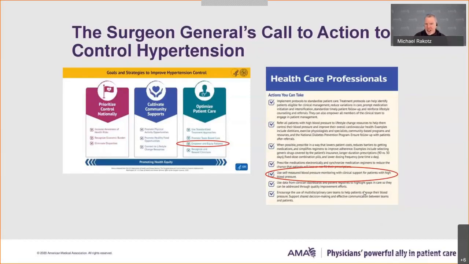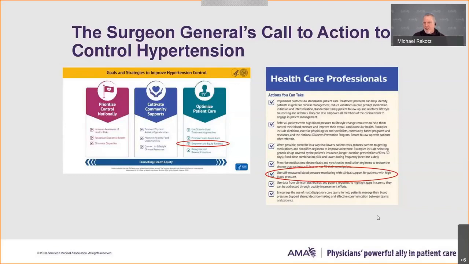Next slide. For this reason, and many others, the Surgeon General's call to action came out recently for the prioritization of blood pressure control nationally, cultivating community supports for blood pressure control and optimizing patient care. These are the 3 goals and the underlying strategies that the Surgeon General has highlighted. If you take a look at the box on the right, these are more of the tactics for healthcare professionals, and they're divided into 3 buckets. The first, several of the checklists here, center around intensifying treatment. The second is using self-measured blood pressure monitoring with clinical support for patients with high blood pressure. And the third is using data and dashboards to identify gaps in care and trying to close those gaps in a team-based fashion. That really sums up the framing of what the Surgeon General wants to do, specifically for healthcare professionals to optimize care.